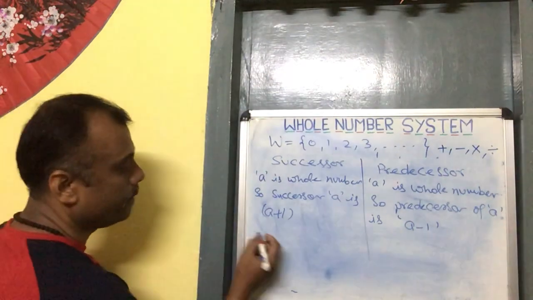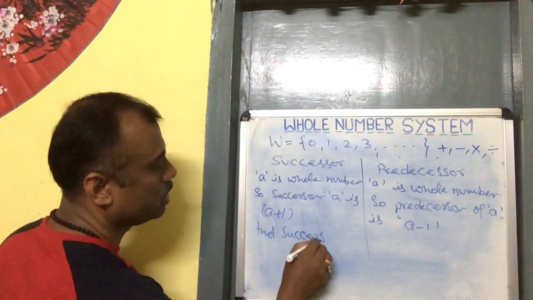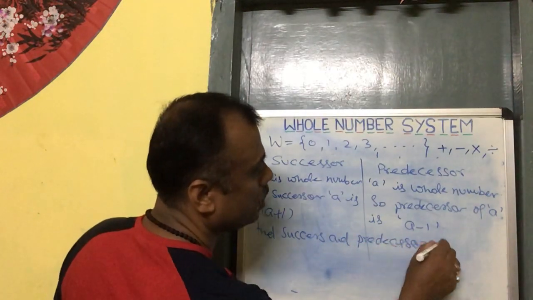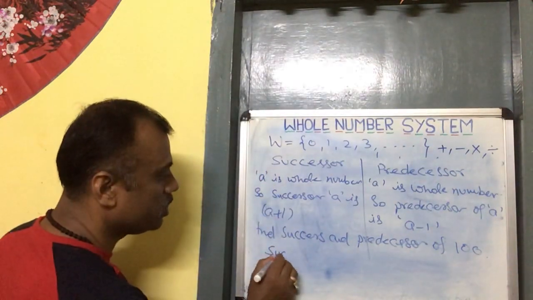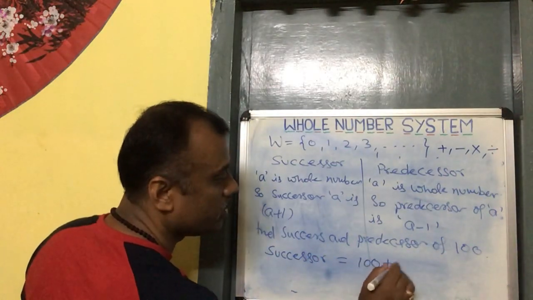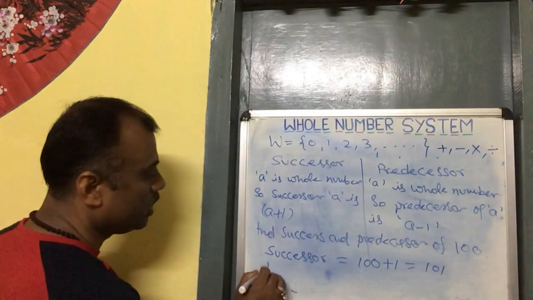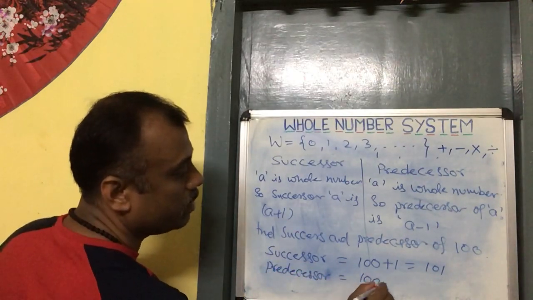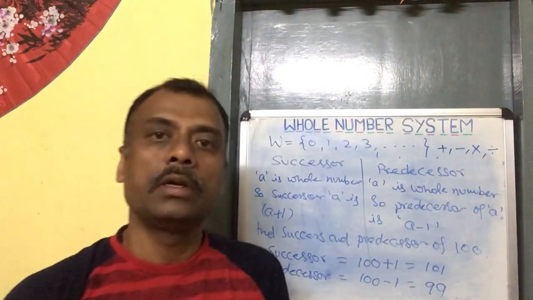For example, find the successor and predecessor of 100. 100 is a whole number. So what will the successor be? Just add 1 to 100. So 100 plus 1 will give you 101. 101 will be the successor of 100, and for the predecessor, 100 minus 1 will give you 99. So 99 will be the predecessor of 100.